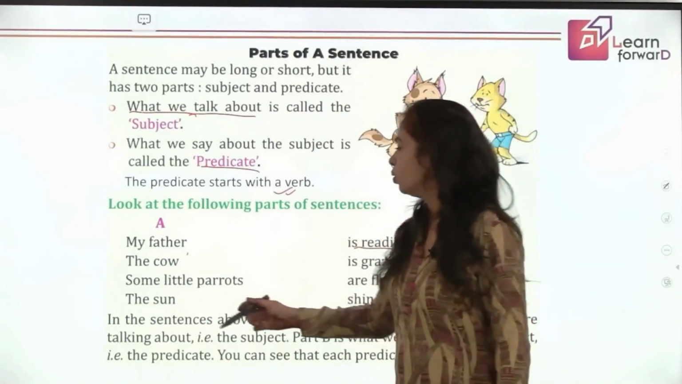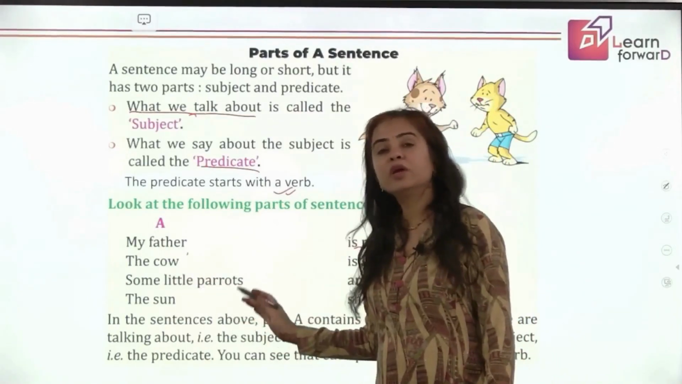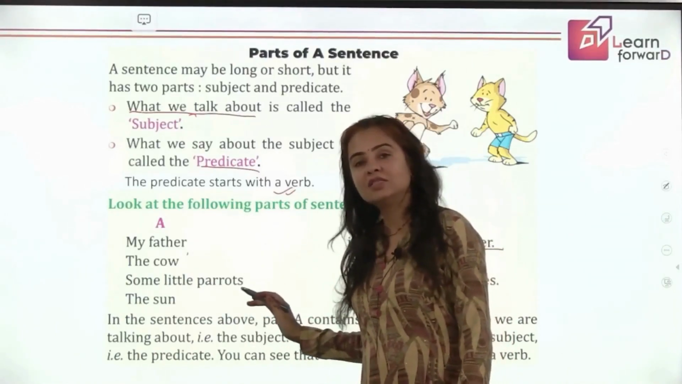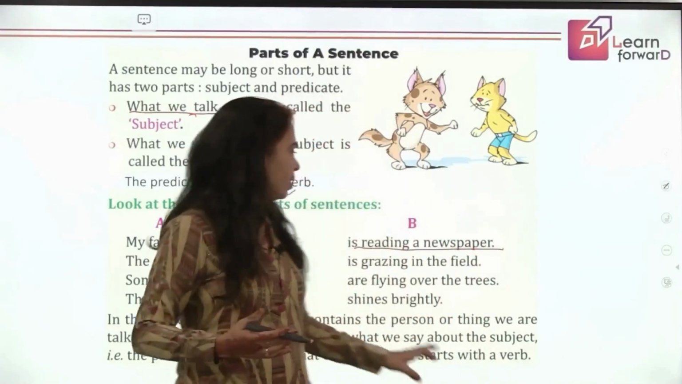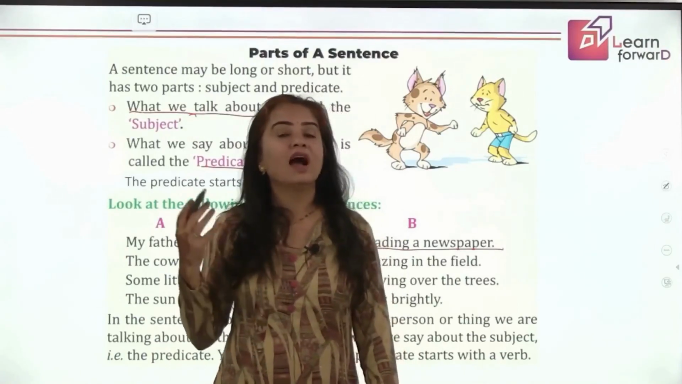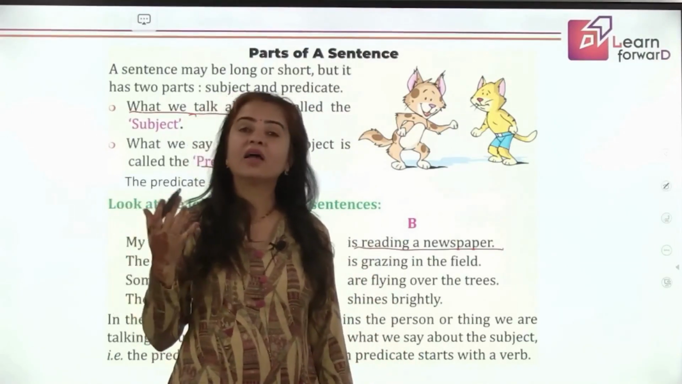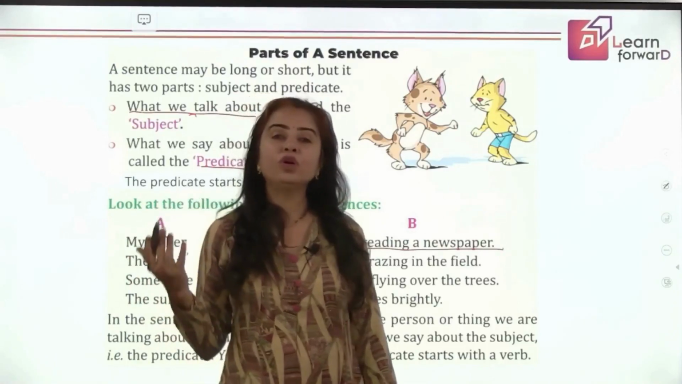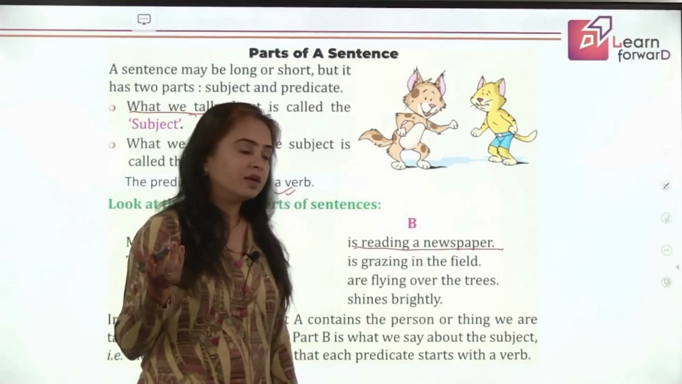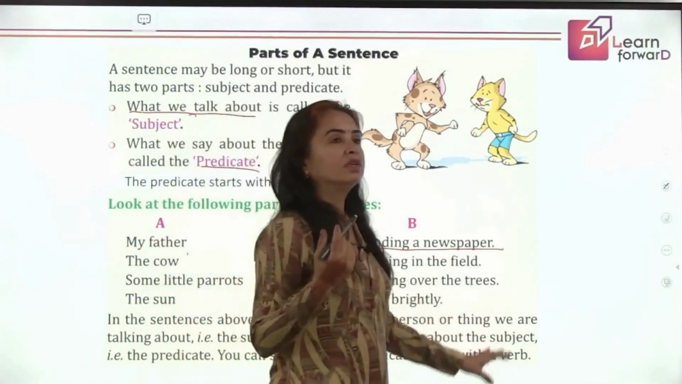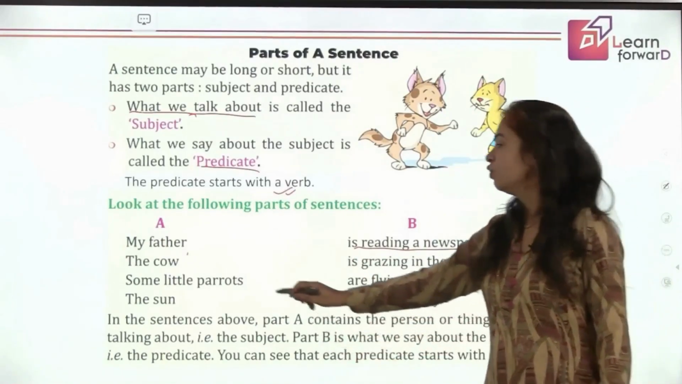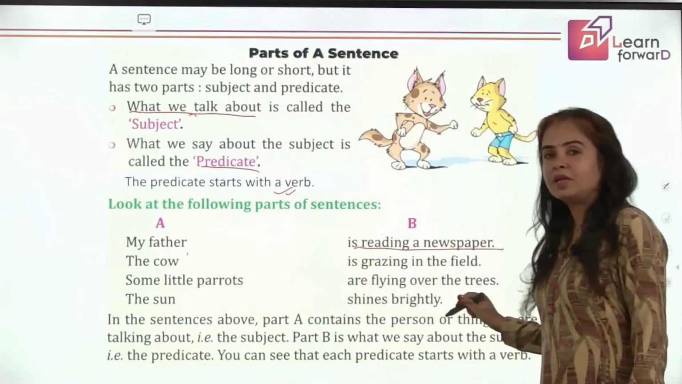Okay, let's read more. Some little parrots. So here in this sentence, I am talking about some little parrots. That is the subject. What am I saying about them? Are flying over the trees. I can also say are chirping, are green in color, are beautiful, are in the cage, are talking with me. So, are flying over the trees is the predicate in this sentence, right? So, for this subject, this is the predicate.